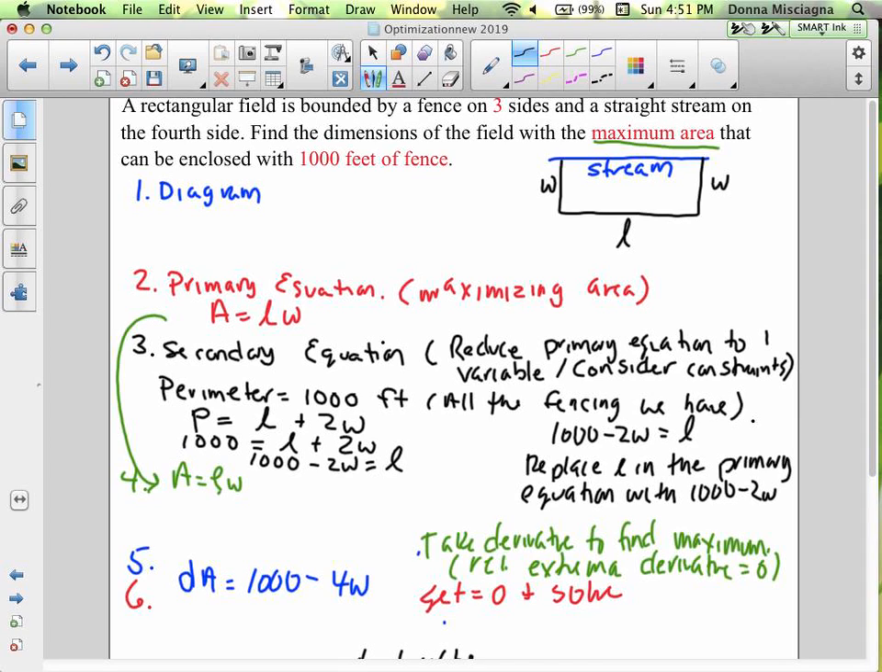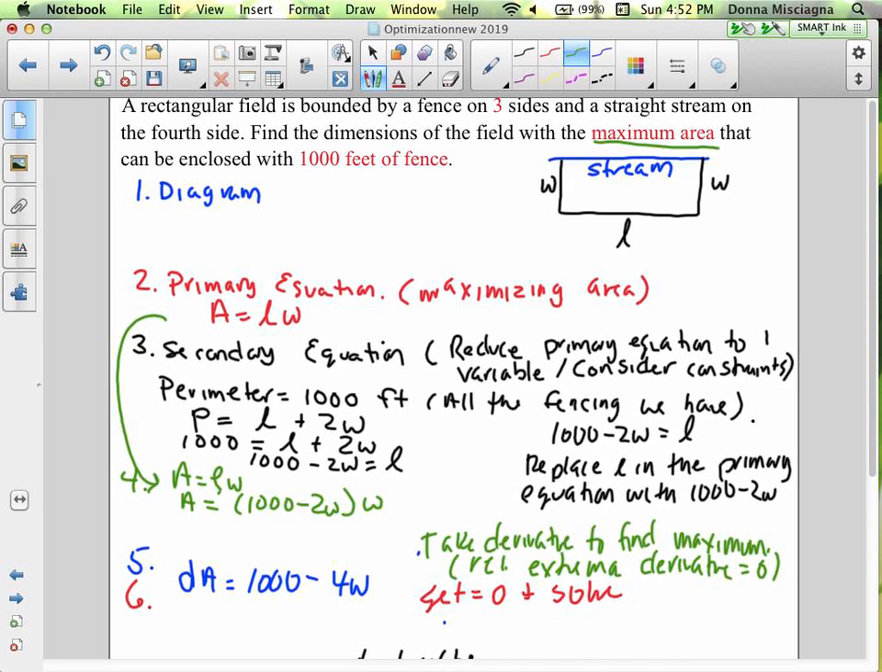So now we can go back to that primary equation and replace the L with 1,000 minus 2W, and now we don't have 2 variables there. We only have the 1. So we have A equals, so we're going to replace this with 1,000 minus 2W, right, and then times W. So that's our new area equation.